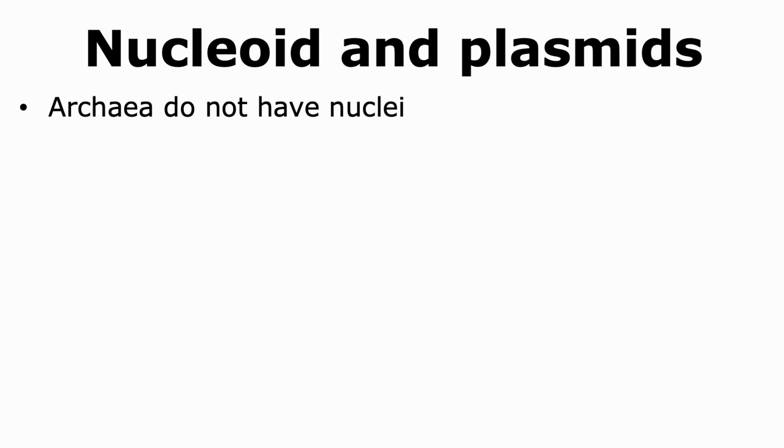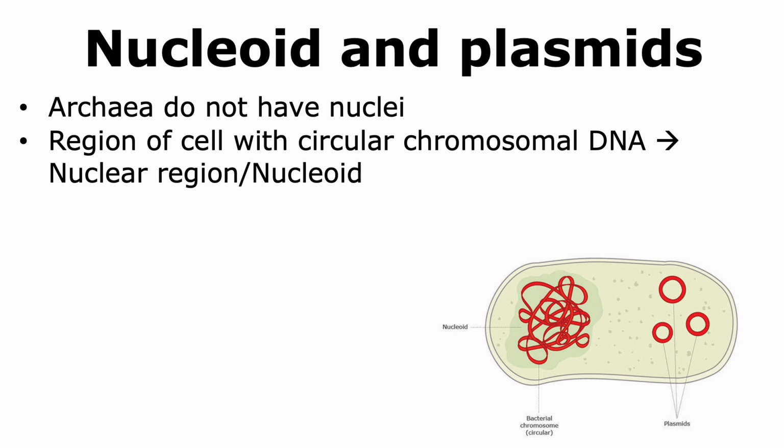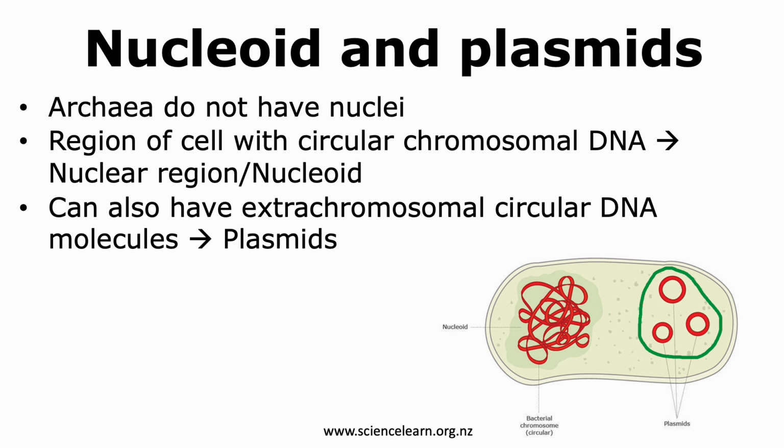Archaeal cells are prokaryotes and hence they do not have nuclei. The region of the archaeal cell where we can observe the circular chromosomal DNA is called the nucleoid or the nuclear region. Similar to bacteria, archaea can also have extrachromosomal DNA that is also circular. These DNA molecules are called plasmids and are not essential for survival. However, the single chromosomal DNA that is present is essential for survival and growth.